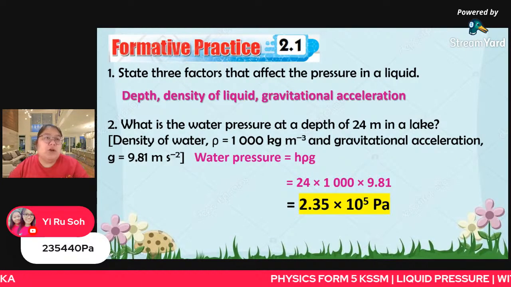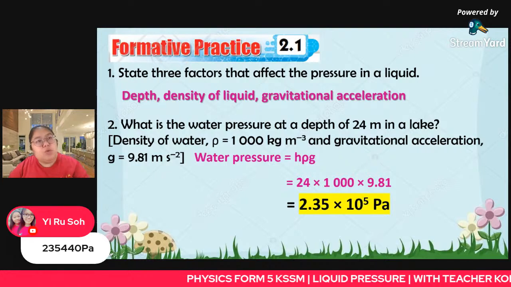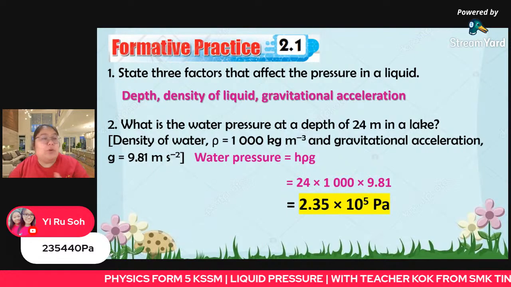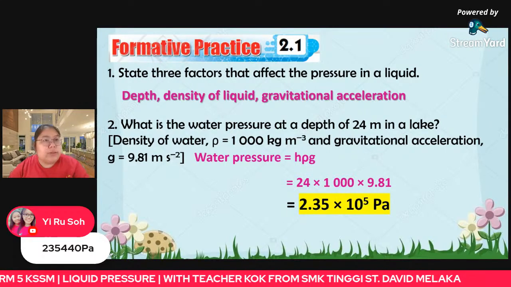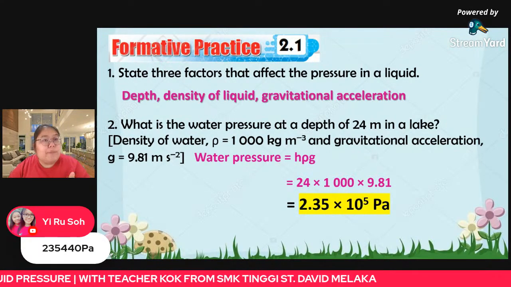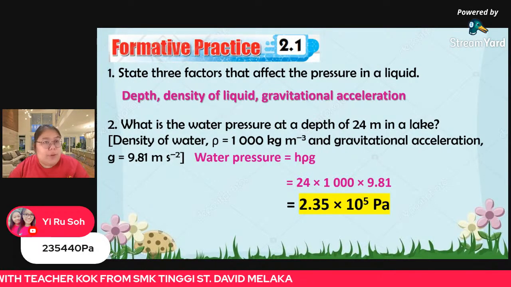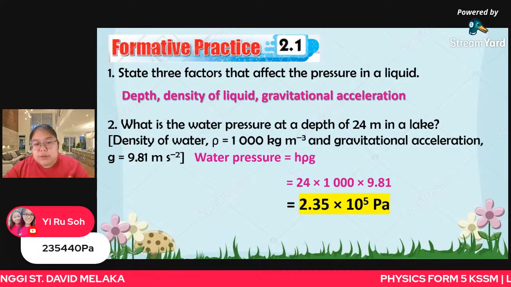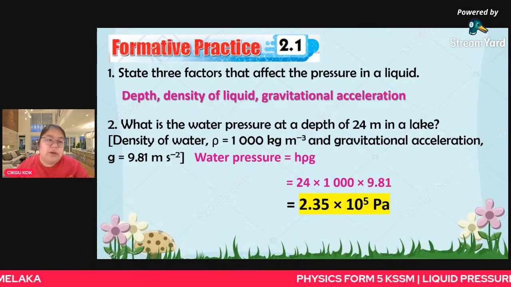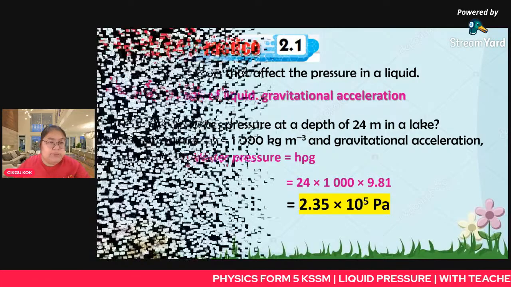If you change to kilopascal, it should be 235.44 kilopascal. If you use standard form, also can. If you want to convert to standard form, better to have 2 decimal places. That is what we call standard form. So the students are correct. Then we continue to the next question.